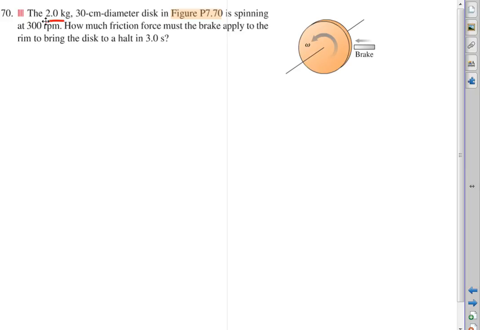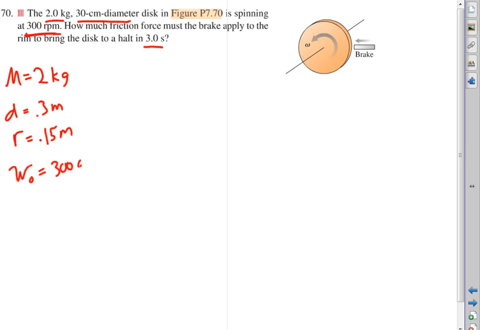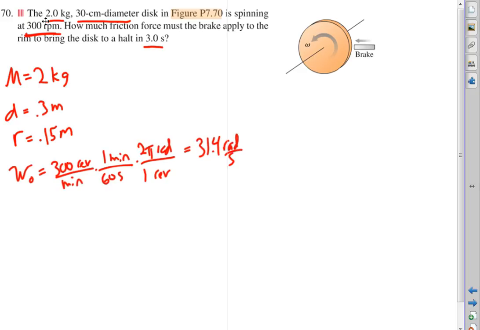So let's underline some of this important information and figure out what's going on. Well, we've got the mass there, 2 kilograms. Diameter is 0.3 meters, which means the radius is 0.15 meters. And 3 seconds is our time. Our initial angular velocity is 300 revolutions per minute, and we're going to very quickly convert that into radians per second. So multiply by minutes over seconds to get rid of the minutes, and then times radians over revolutions to cancel out those revolutions. And we end up with an initial angular velocity of 31.4 radians per second.